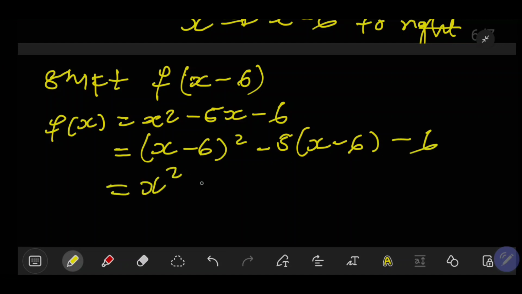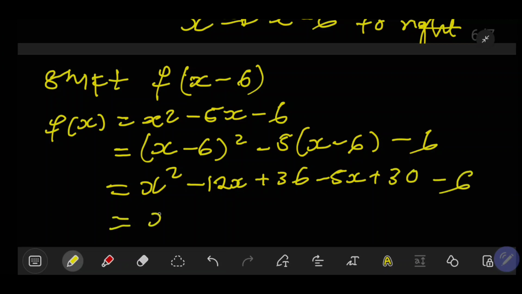Then this is x squared. When we expand, minus 12x, then plus 36 minus 5x plus 30, and then minus 6. And then when we solve this, we get x squared minus 17x plus 60. So now you can see that this has shifted 6 units to the right. So this is the effect of B. Again, it's responsible for horizontal shifting.